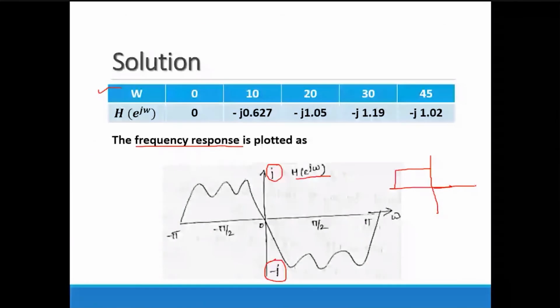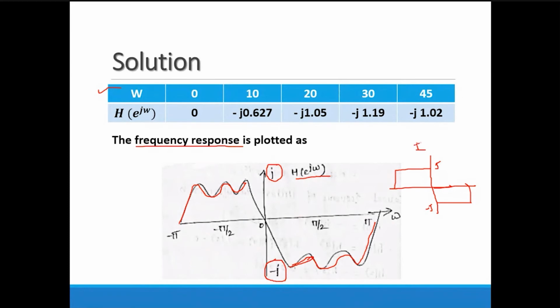Maximum value is j over here and minus j over here. So by applying this value, you are able to say that this kind of ripples you are getting in both sides. Here you are getting these ripples. Similar ripples, due to anti-symmetry, you are getting in this direction also. So this is the ideal one, and this is what you get after applying these given values. So this will be the final frequency response for this example.